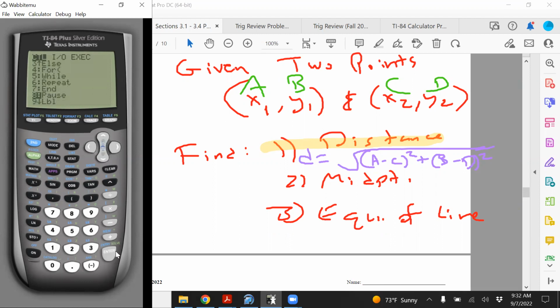Now I'm going to put this button right here. Pause. So where's pause? If you go back to program and under CTL, or control, I guess, I'm not sure what CTL stands for, I'm going to put pause. Why am I putting pause? Because what I want this program to do, I want it to do three things, right? Distance, midpoint, and the line. If I don't put pause there, when I run the program, it's just going to give you everything all at once. And that's kind of annoying.